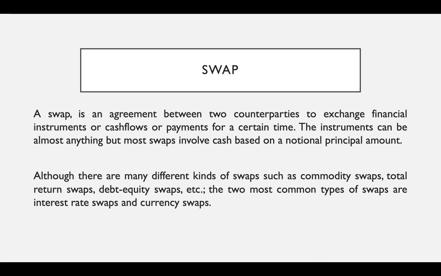Of these two cash flows, one cash flow tends to be fixed and the other tends to be floating or variable, based on a certain benchmark interest rate, index price, or currency exchange rate. There are many different kinds of swaps, such as commodity swaps, total return swaps, and debt equity swaps. But the two most common types are interest rate swaps and currency swaps.